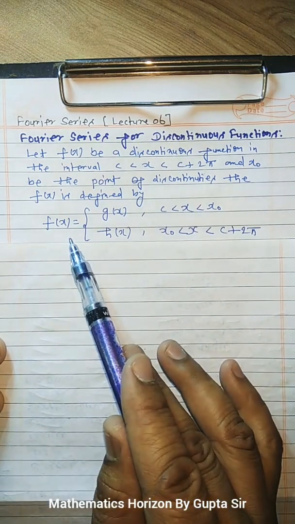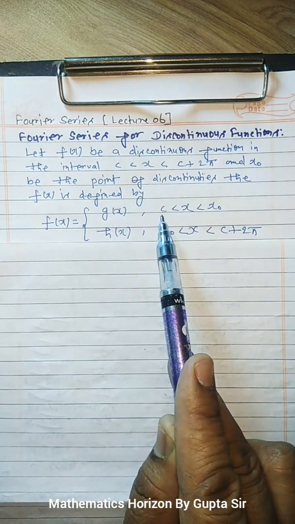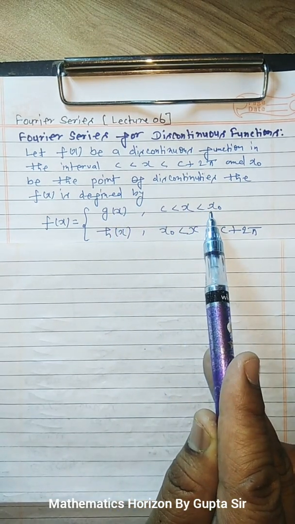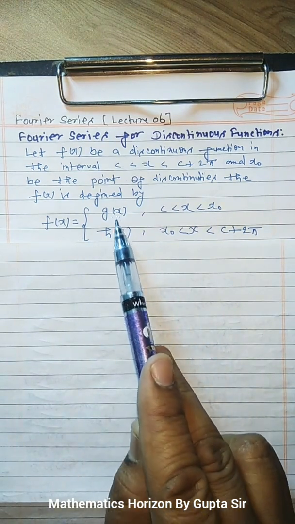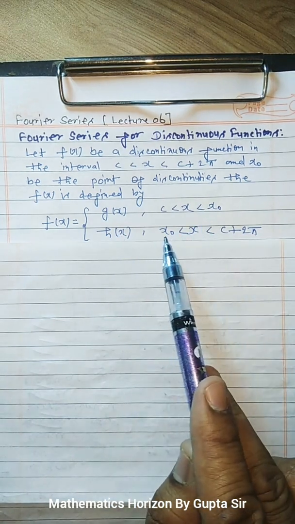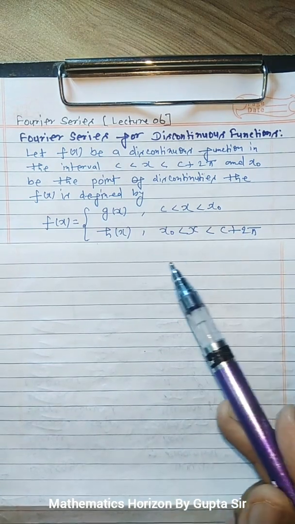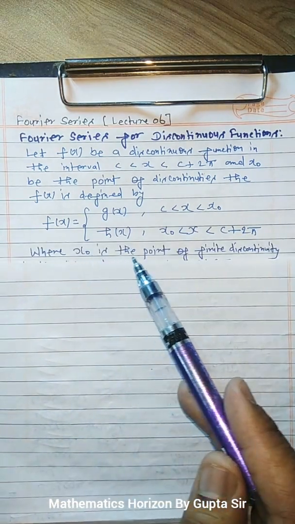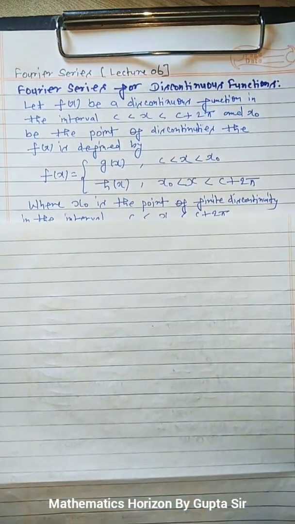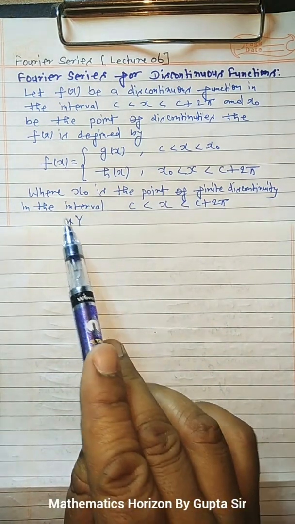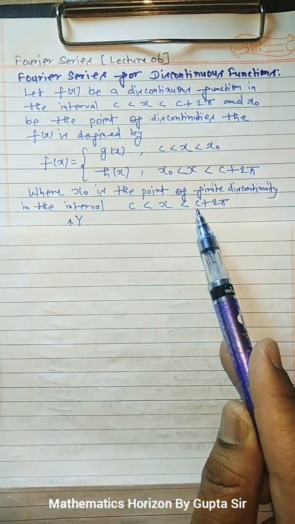Suppose the function f(x) is defined by f(x) = g(x) when c < x < x0, and f(x) = h(x) when x0 < x < c + 2π, where g(x) and h(x) are two functions of x, and x0 is the point of discontinuity in this interval.